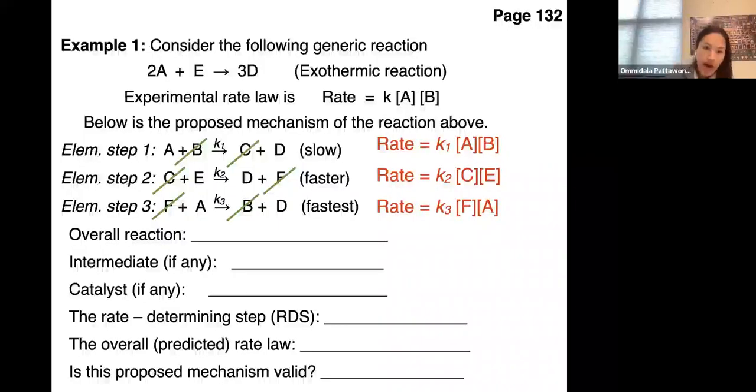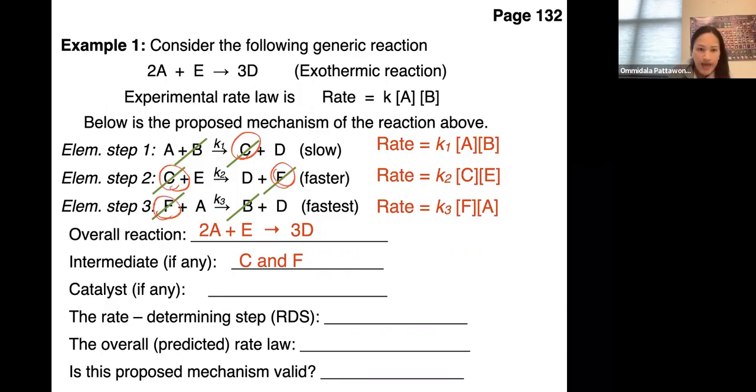Okay, so that means the overall reaction comes out to be 2A plus E giving us 3D, because we combine these. All right, so is there any intermediate? Yes. The definition of an intermediate is that it is produced during the reaction, and it is also consumed or used up during the reaction as well. So C is produced and is also being used up.